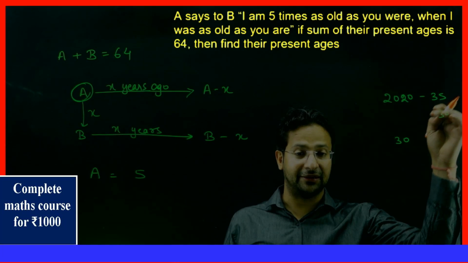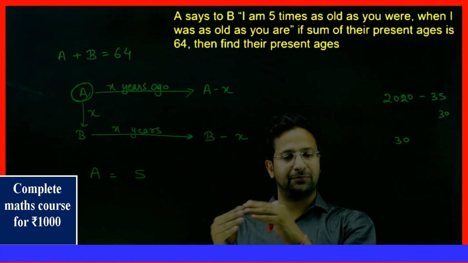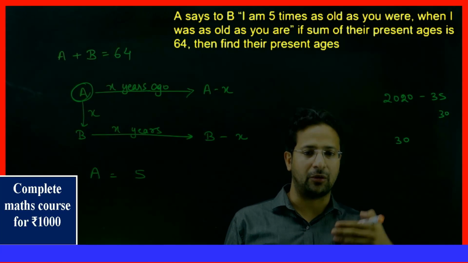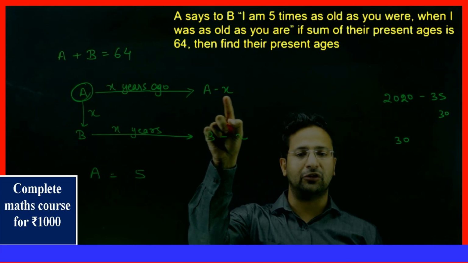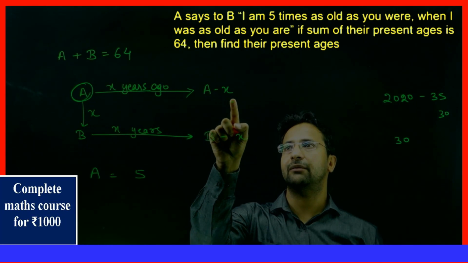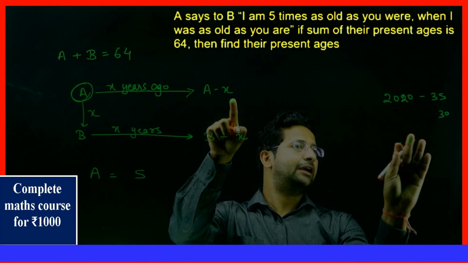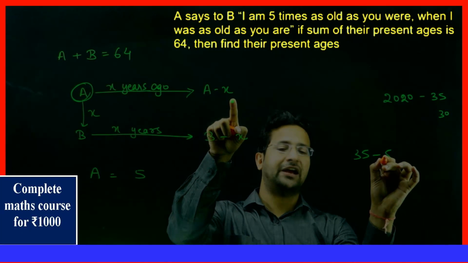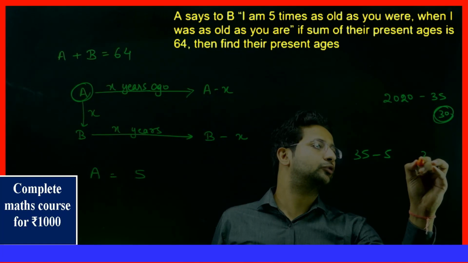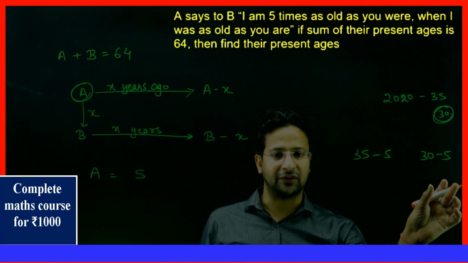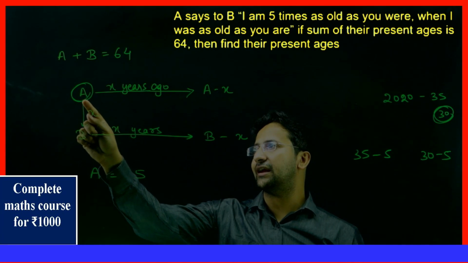When I'll be my brother's age, I'll have to go 5 years behind, or I'll have to subtract 5 years from my current age. So X years ago, when I was A minus X, I was 5 years younger. At that time I was 35 minus 5 years ago, and 5 years ago my younger brother was also 30 minus 5. So this is X years ago, A minus X.